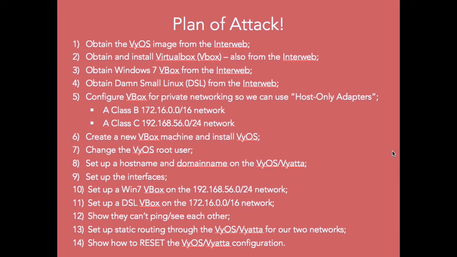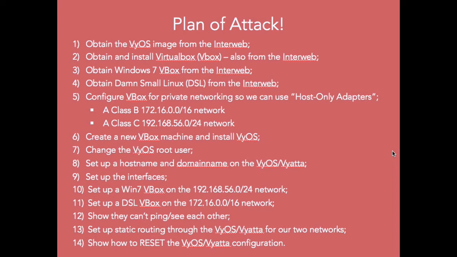We're going to configure VirtualBox for private networking so that we can use host-only adapters. I'm going to configure one Class B address on a private 172.16 and one private Class C address on a 192.168. Then we're going to create a new VirtualBox machine and install VyOS, or Vyatta. We're going to go through some early configurations.